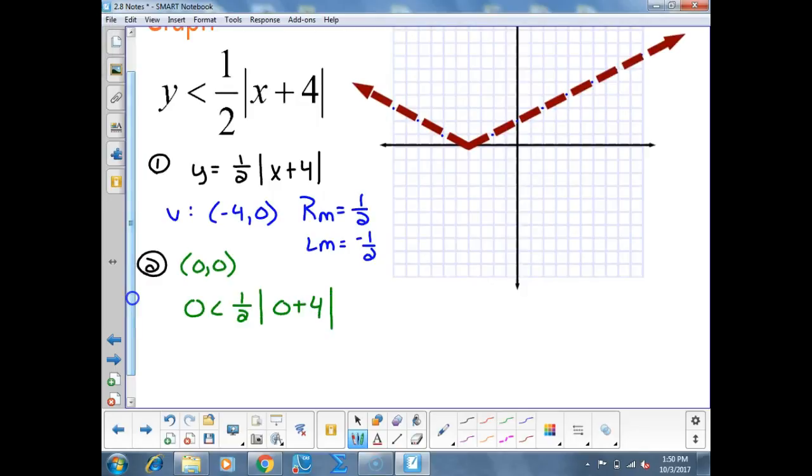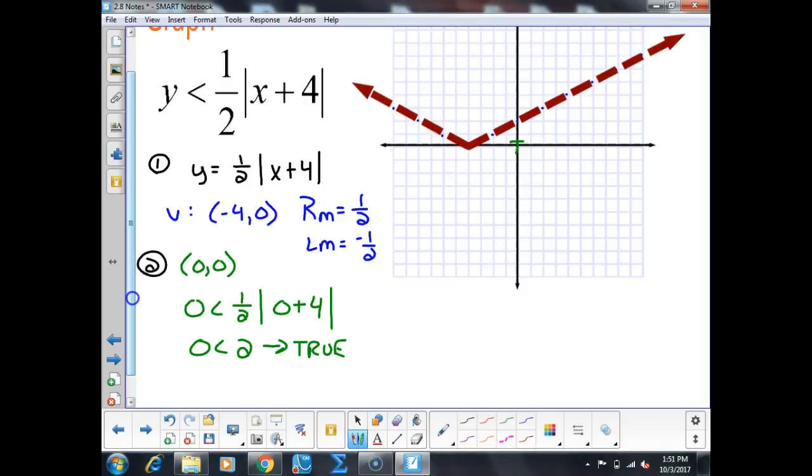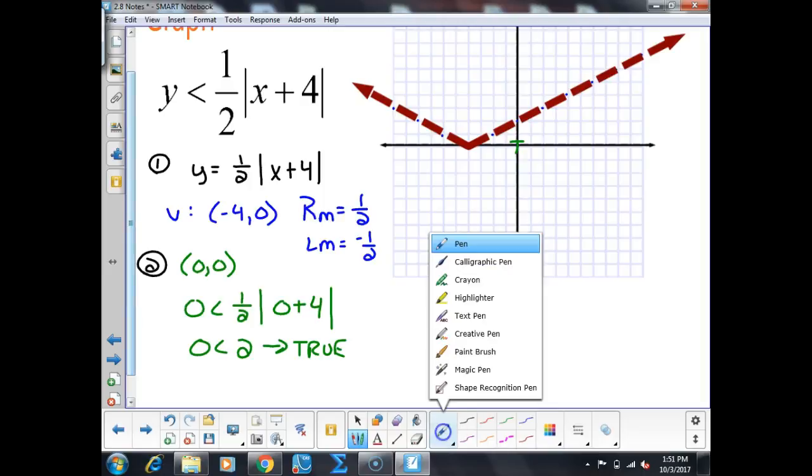Zero plus 4 is 4. Absolute value of 4 is 4. Times 1/2 is 2. That's going to give me a true statement. So that means we are going to be on the outside of the absolute value.